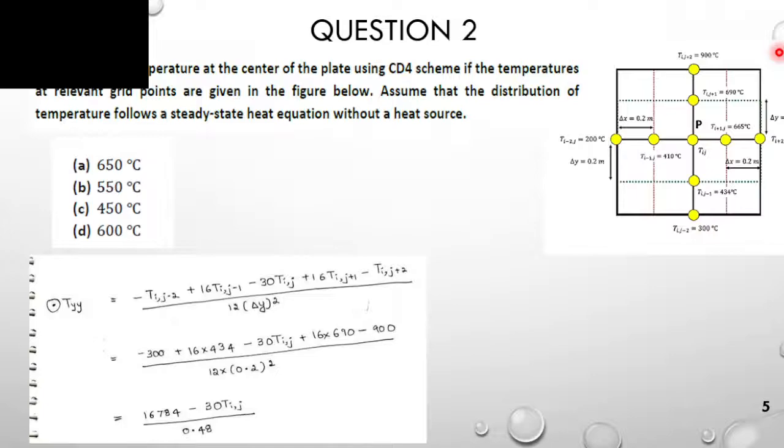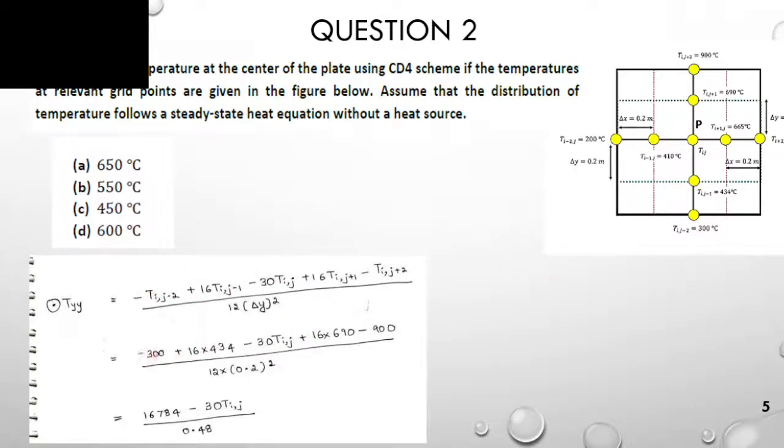One guy has answered really good. You might have divided it by 0.48, that is why you are getting 34,000. Yes, 34,966 exactly is correct. But I have tried to keep the denominator as it is, I have not divided it. So you will get something like 16,784 minus 30 Tij divided by 0.48. If you divide by 0.48, you will get that 34,966.